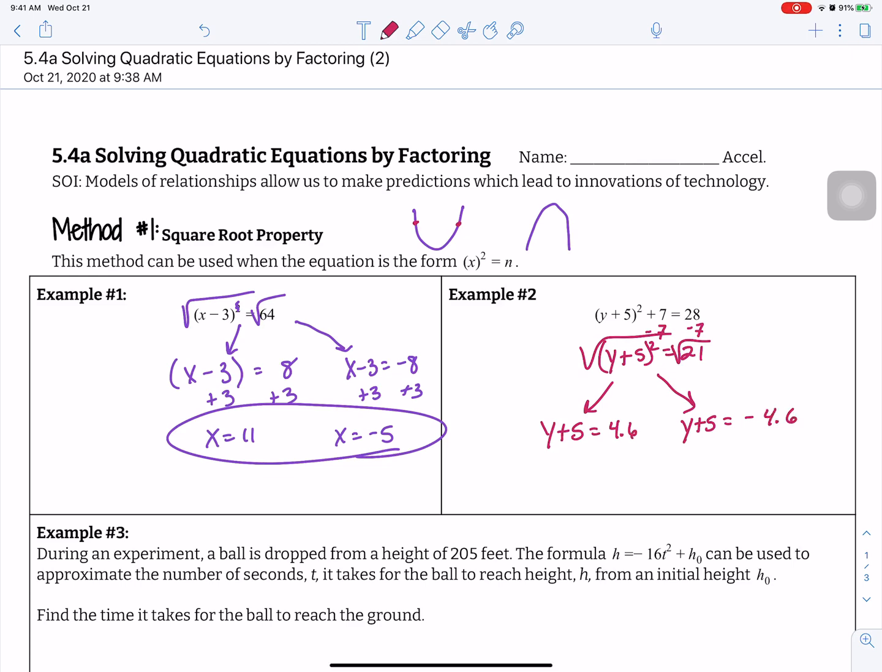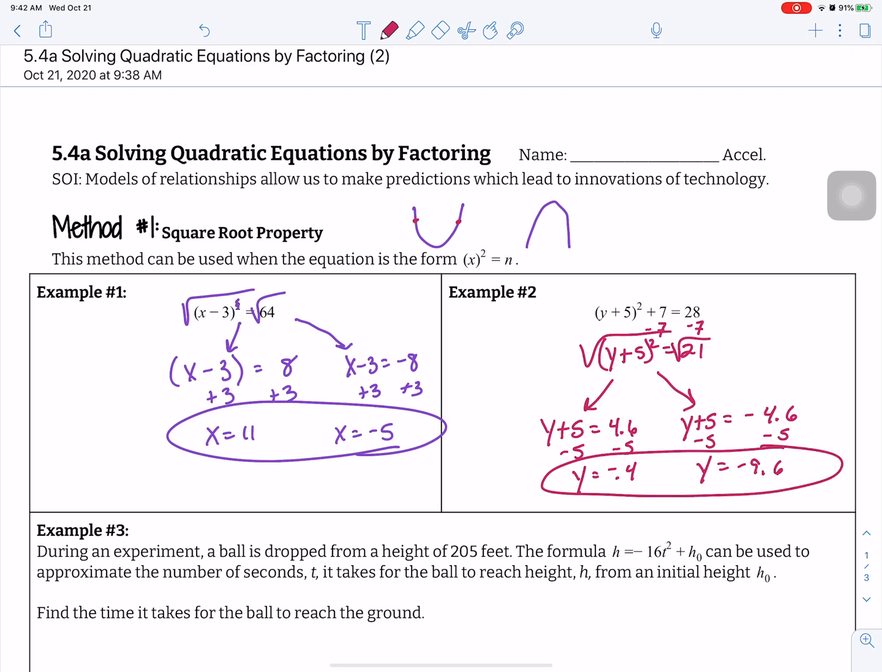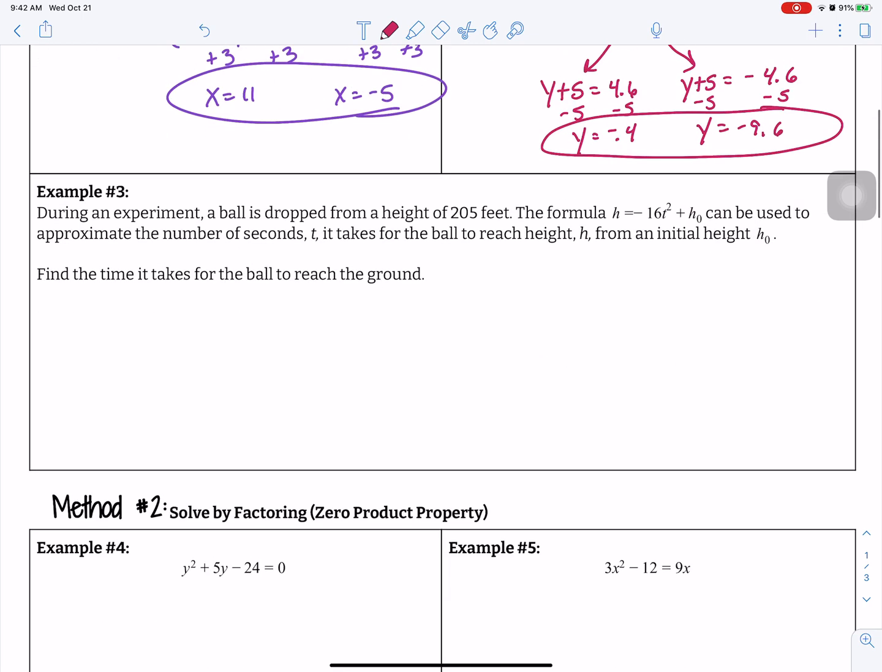So our answers, if we test them out, will be a little bit off just because of the types of numbers that we have. When we're solving these, we're using that same minus 5 all the way across the board. So in this case, we're just going to go ahead and do that subtraction. So y equals negative 0.4. And then we'd have another solution at negative 9.6. Again, a lot of these will have two solutions because it's a quadratic equation. So we're going to either have 0, 1, or 2.